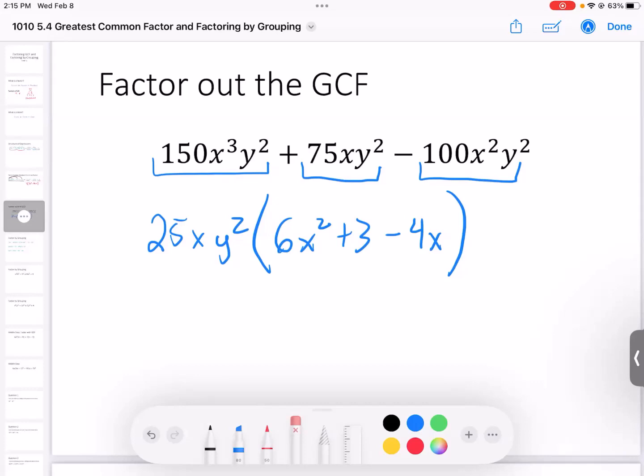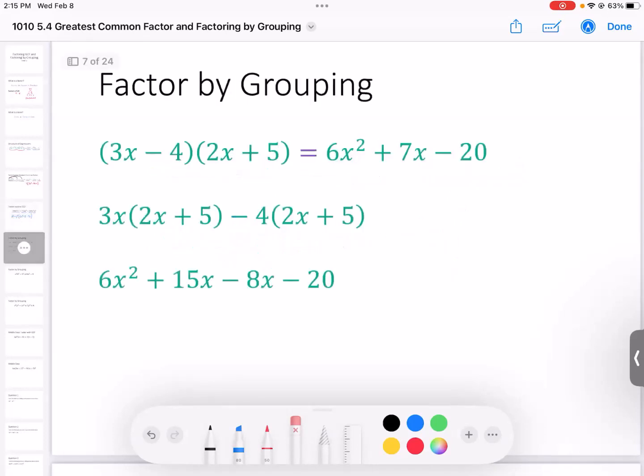All right, let's do a check-in. So scale of 1 to 5, how are you guys feeling about factoring out the greatest common factor? Okay, awesome. So let's move on to our second topic for the day, which is factoring by grouping. So factoring by grouping is the way that we're going to undo multiplication of binomials, or technically you can do trinomials and stuff like that as well.